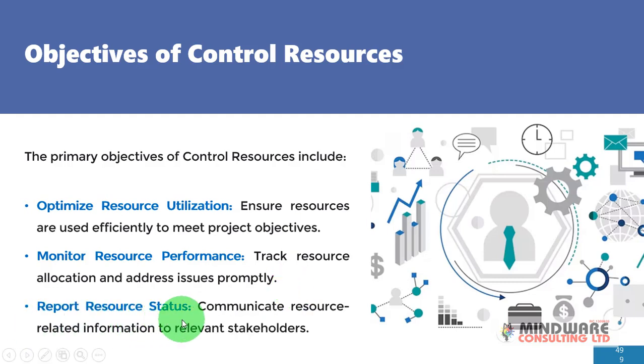Report resource status. Communicate resource-related information to relevant stakeholders. So whatever the status of your resources is, based on the assessments you've done from time to time, you should be able to communicate that status to the relevant stakeholders for your project, to keep them abreast and apprised, just in case you require changes at any point in time. These are the objectives that you should have in perspective in the course of this section.